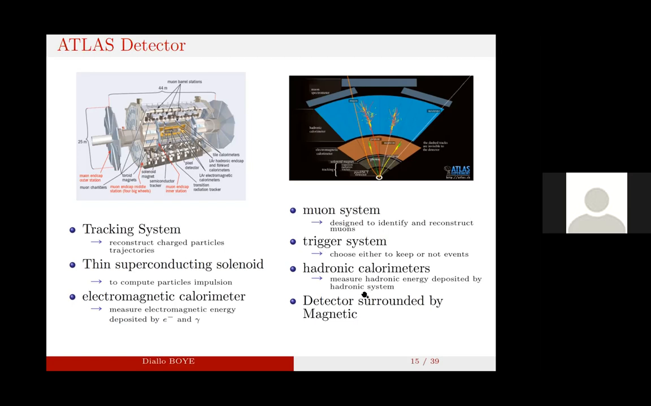The trigger system chooses whether to keep an event or not, since we have a lot of events. So sometimes it's better to just keep some interesting events. We also have hadronic calorimeters to measure hadronic energy deposited by hadronic systems. And the detector is surrounded by a magnetic field.